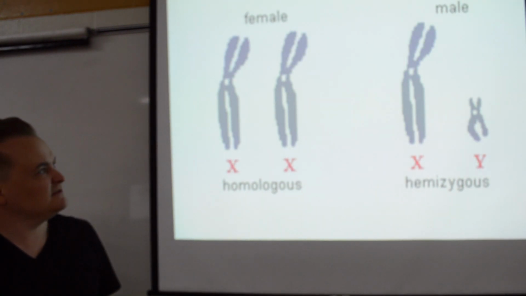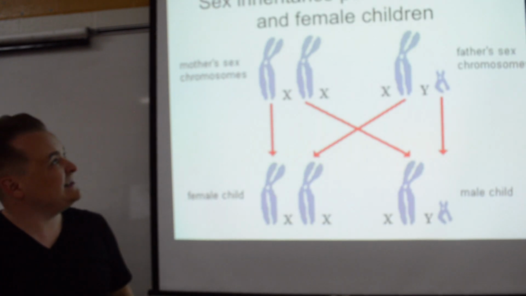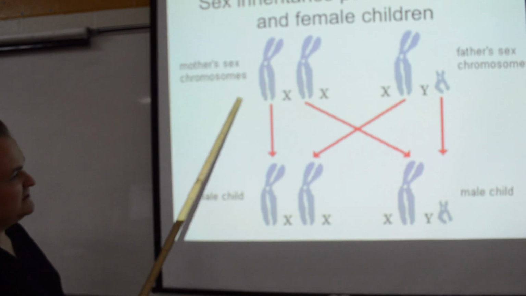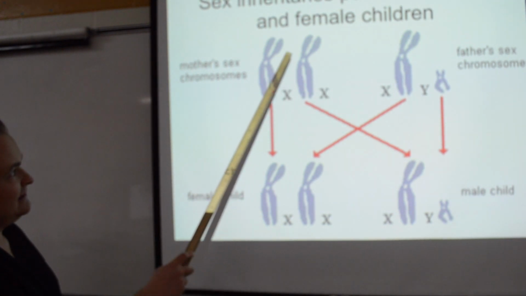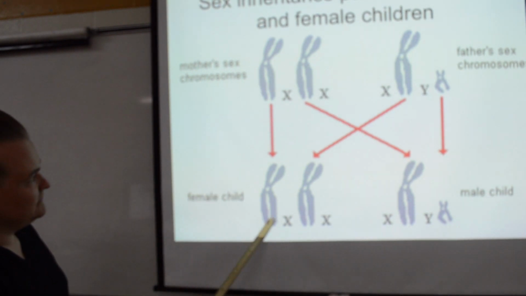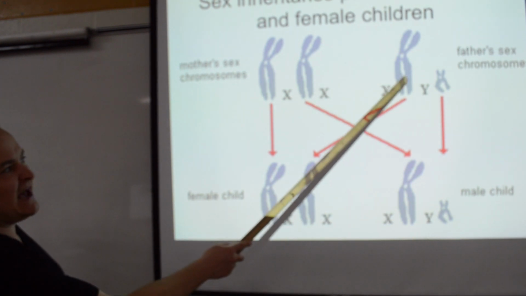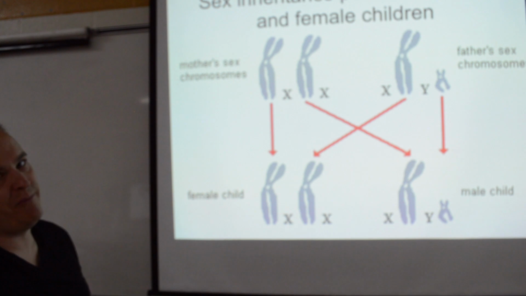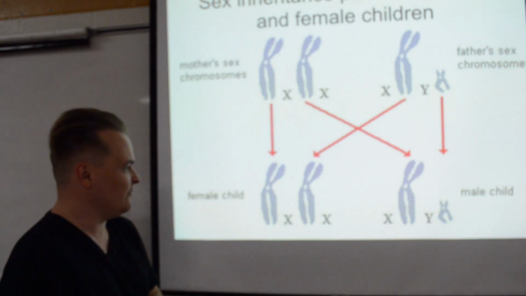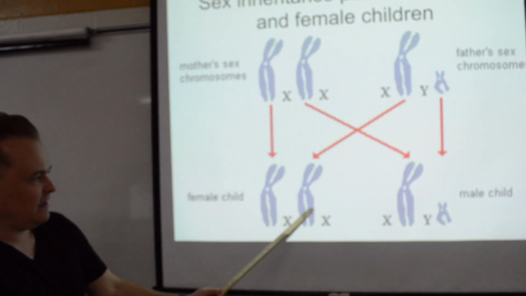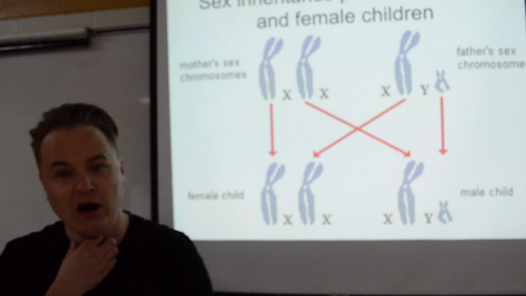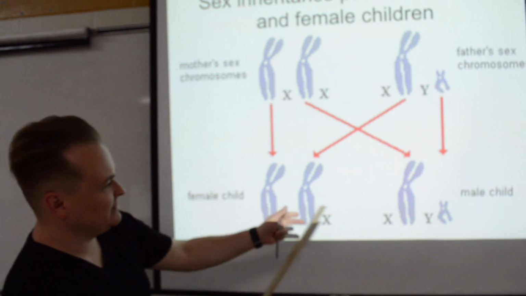Homologous, hemizygous, no worries about that. Sex-inherited patterns for male and female children. Mother's sex chromosomes, she could give this X, or she could give this X, and this dad will give an X, or he'll give a Y. It's just showing the possible combinations of genes that they could give, right? The XX would make a female child, XY would make a male child. Nothing too crazy there. It's all about that extra space there.